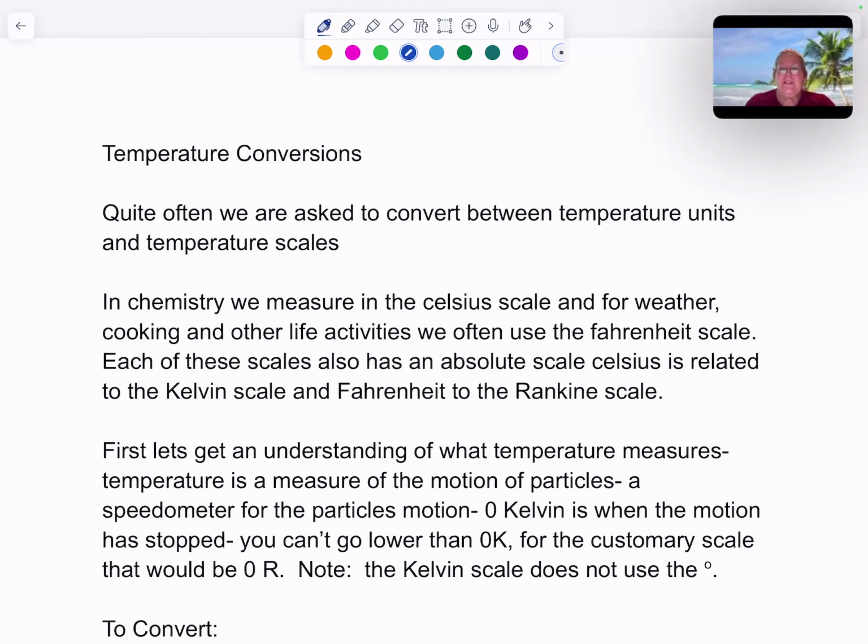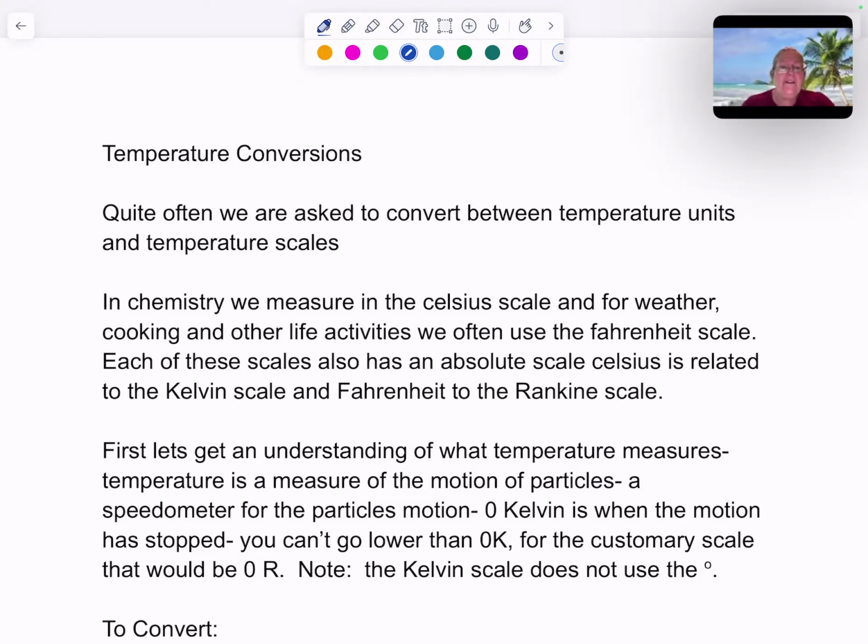So first, let's get an understanding of what temperature measures. Temperature is a measure of the motion of the particles. It's like a speedometer for the particle's motion. 0 Kelvin is when the motion has stopped, and you can't go lower than zero Kelvin because you can't be more stopped than stopped. For the customary scale, that would be 0 R or 0 Rankine. And please note that the Kelvin scale does not use that little teeny degree sign.